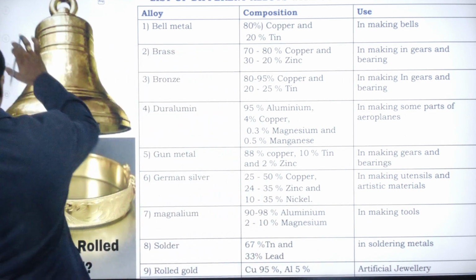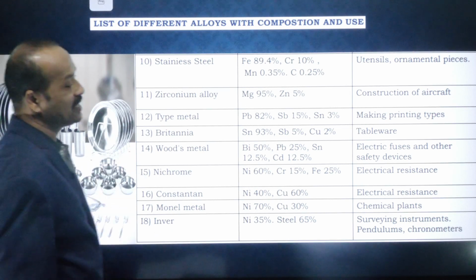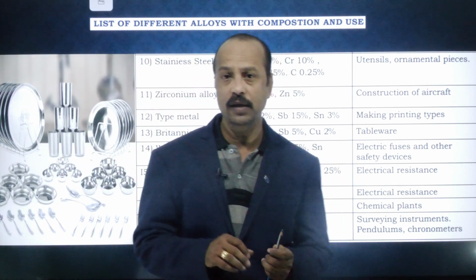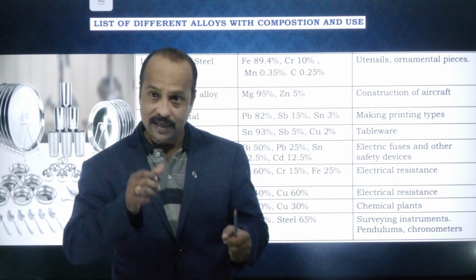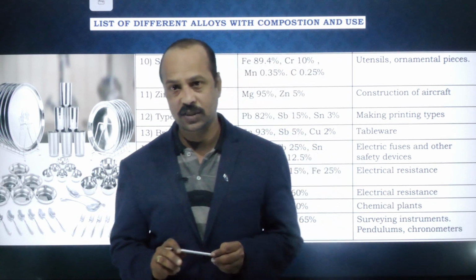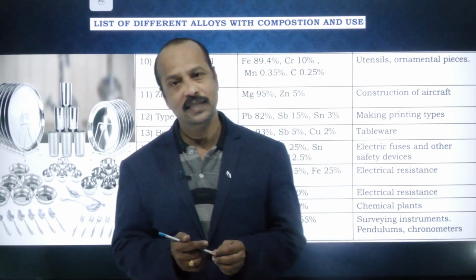Some more alloys are also there. Here, stainless steel. What is stainless steel? What we generally use, the plates we eat on, that is stainless steel. And the tumblers we use to drink water, that is also generally stainless steel. And the lunch boxes we carry are also stainless steel.